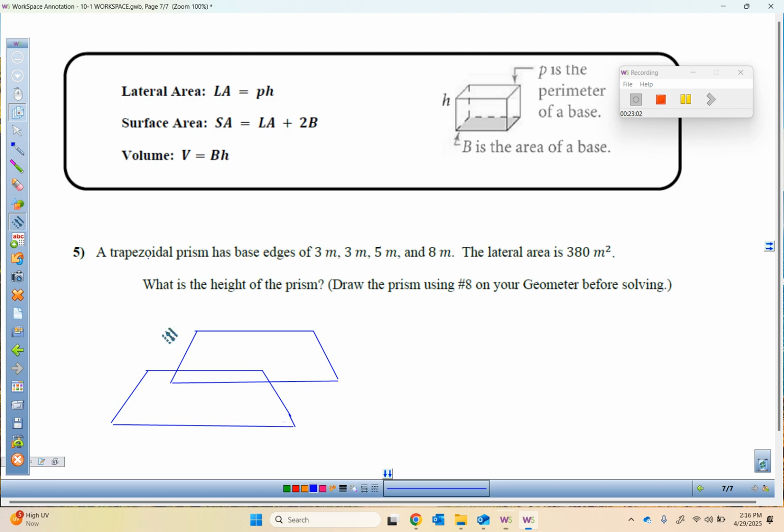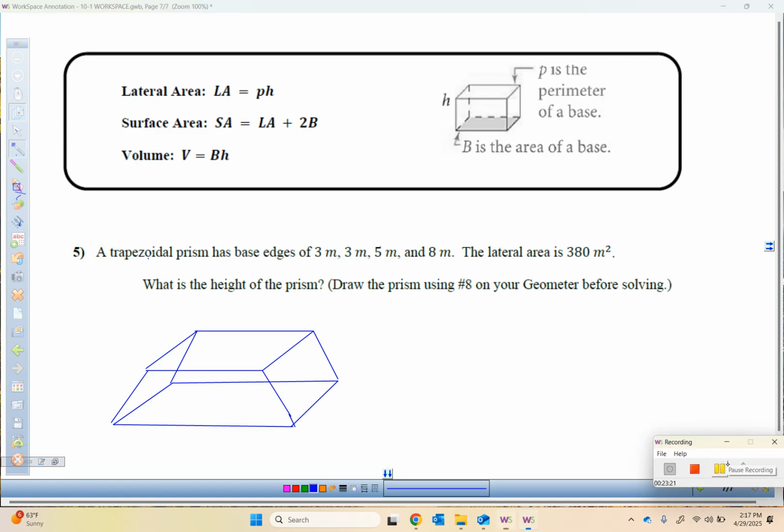And then you're going to connect this corner to this corner, this one, and this one, and now you have a 3-dimensional trapezoid. Whoa. Just like that. My art's not very good, so. Okay? Yeah, it is cool.